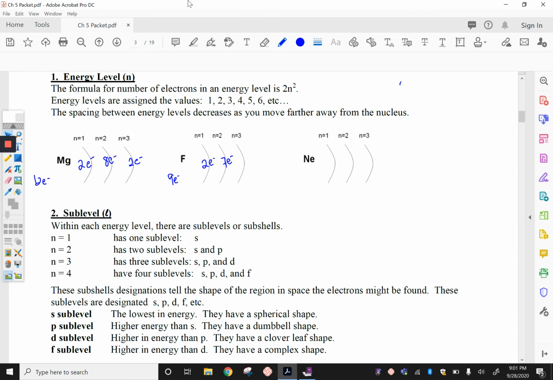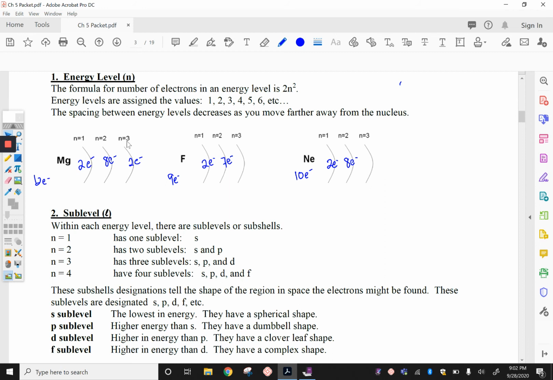Neon has 10 electrons. 2 of them would be in the first, and then 8 are in the second. And then again, we have the third one that's empty, fourth one that's empty, and so on. Okay, so that's the broadest thing that we could think of, is what state do you live in?